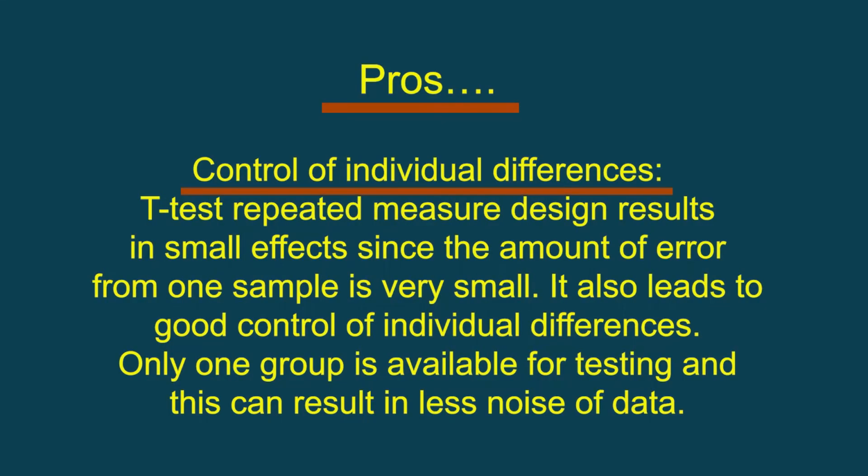The t-test repeated measure design results in small effects since the amount of error from one sample is very small. It also leads to good control of individual differences. Only one group is available for testing, and this can result in less noise in the data. When we perform a t-test, as we have mentioned, we have a small amount of data, so there will be less noise. Less noise means less error. So that is why we have control of individual differences in the t-test.